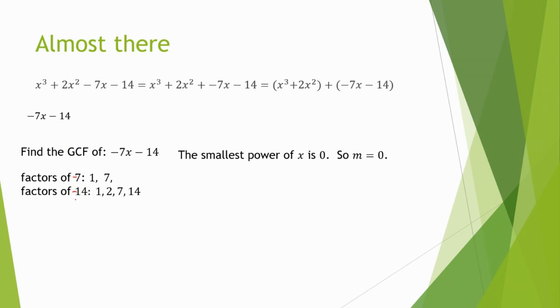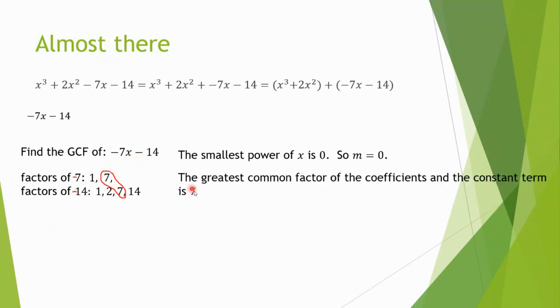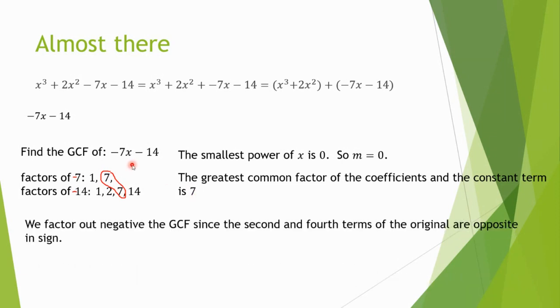If you look at the factors of -7 and -14, this is what you would get. And you can see that 7 itself is the biggest common factor. In other words, the greatest common factor of -7 and -14 is 7 itself. So that tells us the GCF for this group is going to be just 7. And that's what we're going to factor out.